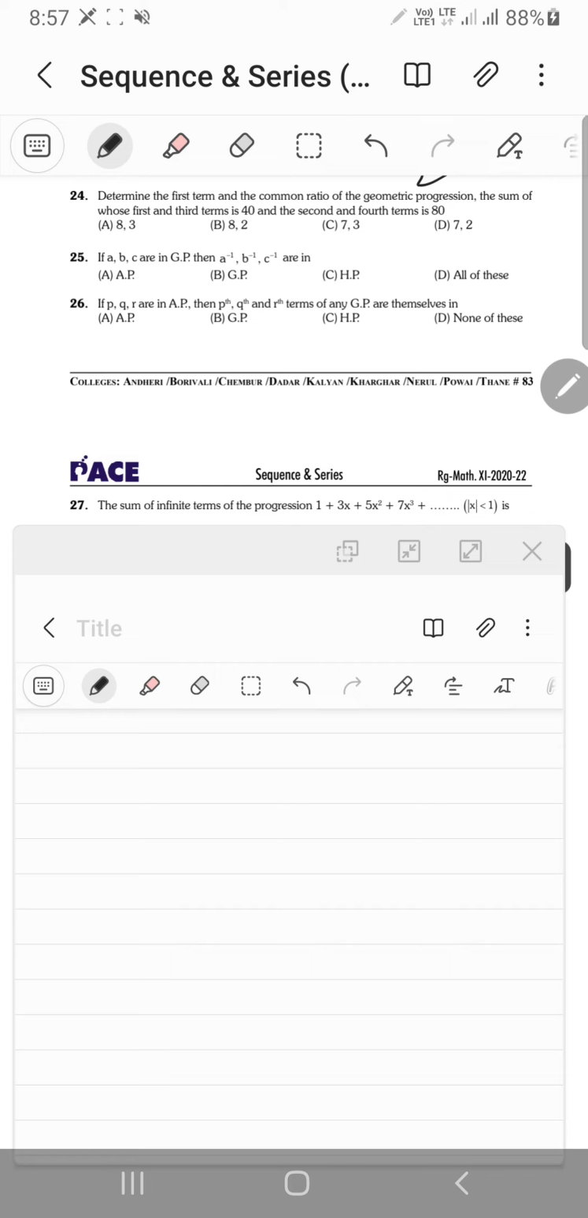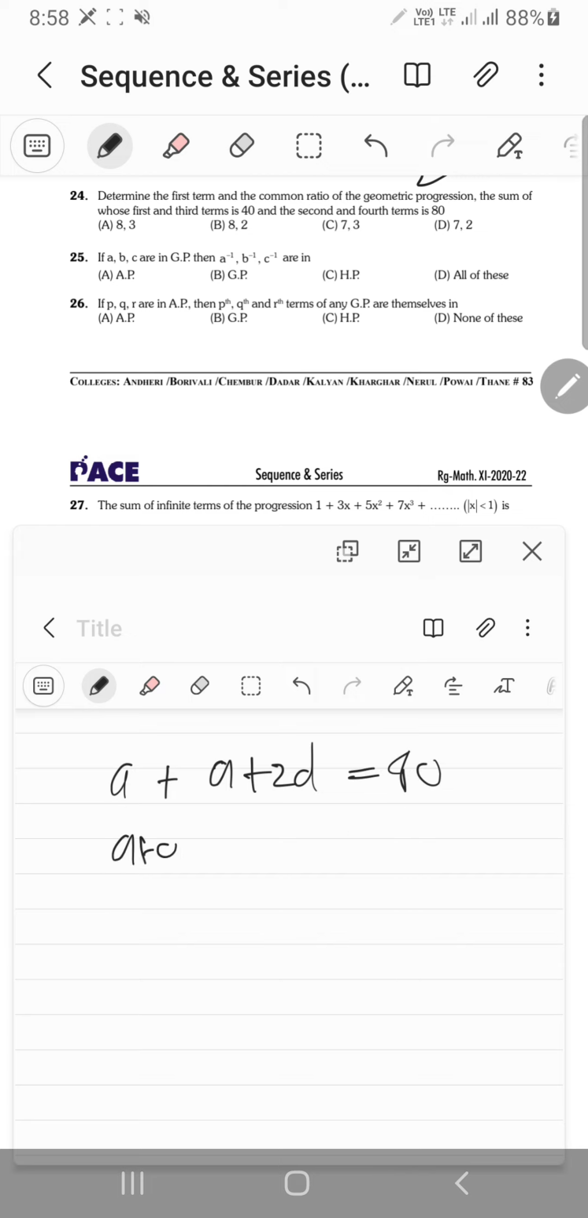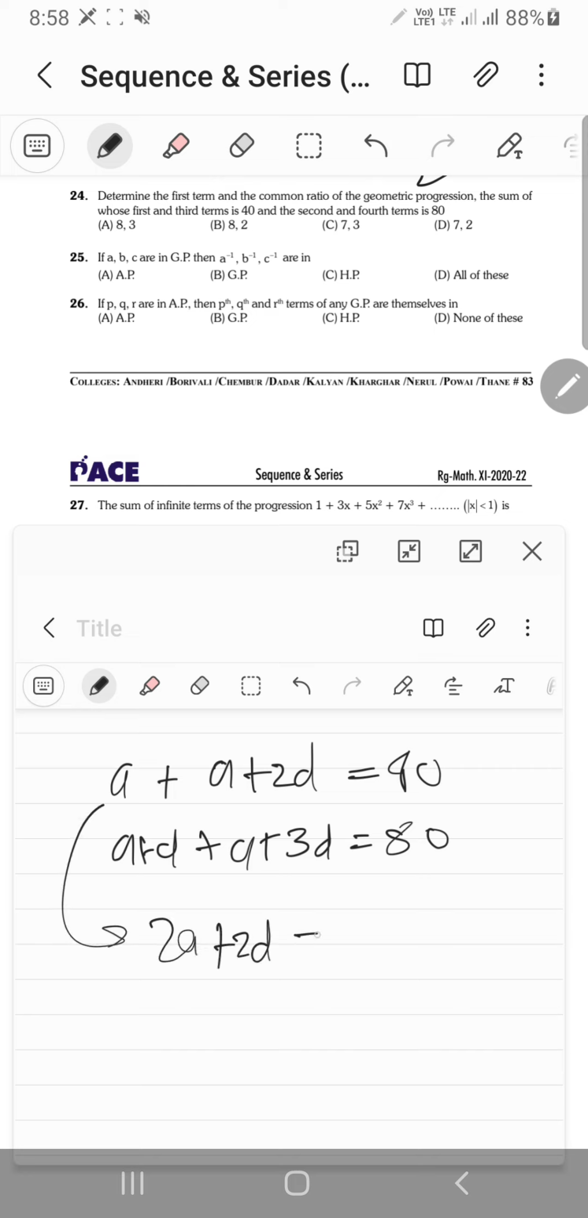Find the first term and the common difference of the arithmetic progression, the sum of whose first and third term is 40. So you want a and d for the AP, for which the sum of the first, and well, first is just a, and the third term, which is a plus 2d, is 40, and the second and fourth term, so a plus d plus, for the fourth term it will just be a plus 3d, that is 80. So this is like 2a plus 2d equal to 40, and this is 2a plus, once again, just 4d, equal to 80.